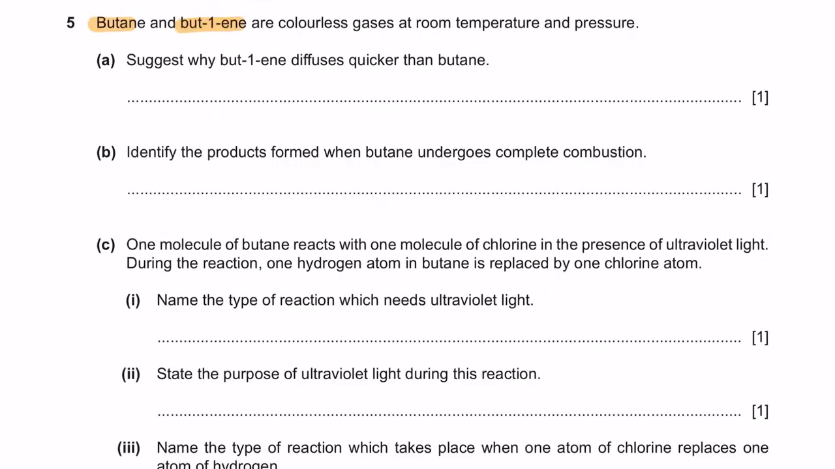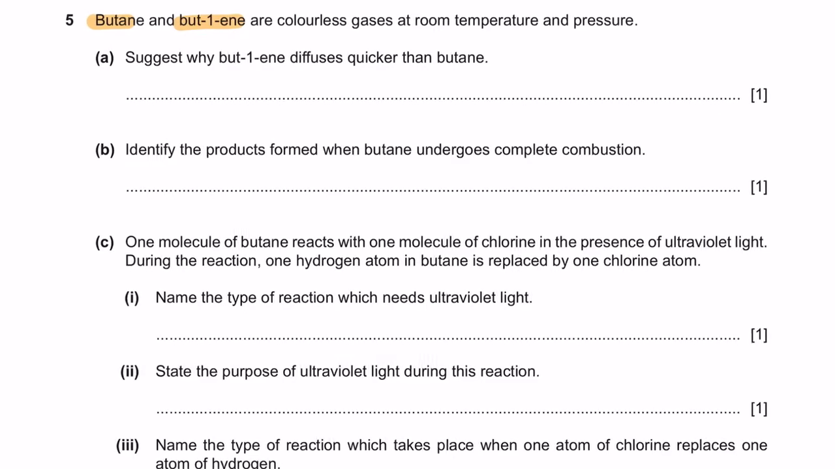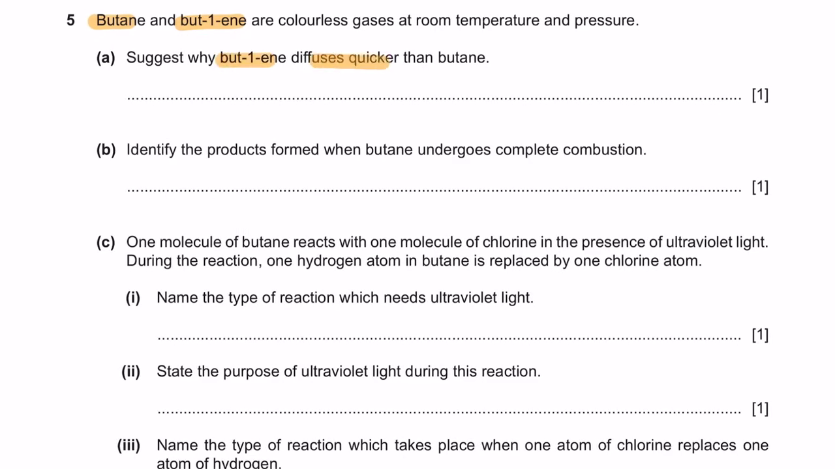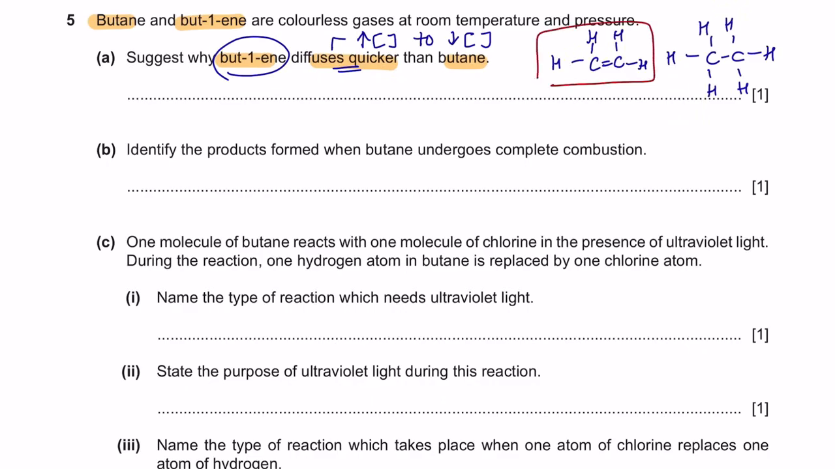Butane and butene are colorless gases at room temperature and pressure. Question A. Suggest why butene diffuses quicker than butane. Diffusion is a process of molecules moving from a high concentration region to a low concentration region. If diffusion happens quicker, this means that the molecule has to be lighter. The molecular mass of butene is smaller compared to butane, so this is why it can diffuse quicker.